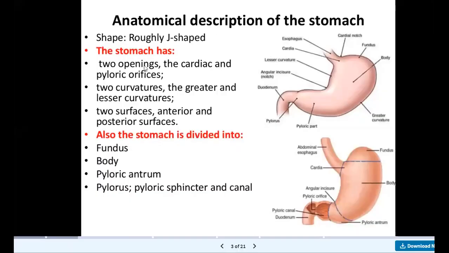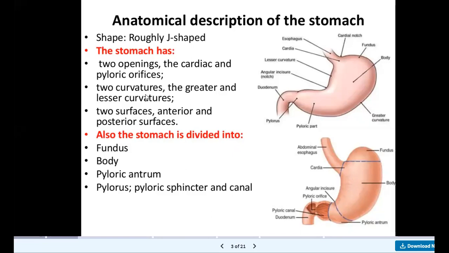Okay, so we said that the stomach has two openings, the cardiac and the pyloric orifices, which you can see here in the lower diagram. You see the pyloric orifice, which is connecting the pyloric part of the stomach to the duodenum. And then here you will find the cardiac orifice, which is not properly labeled in this diagram.